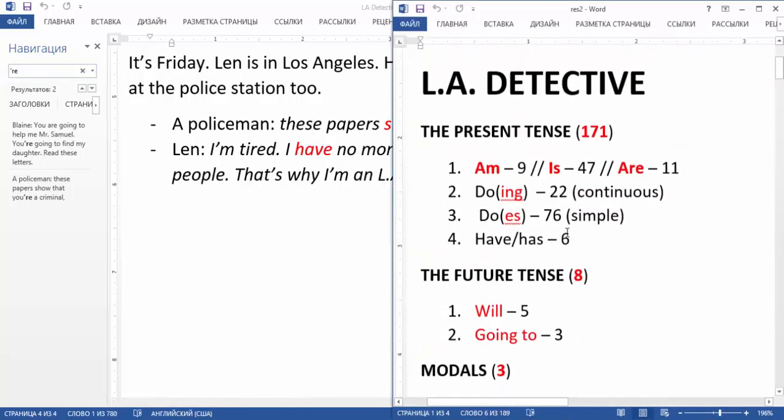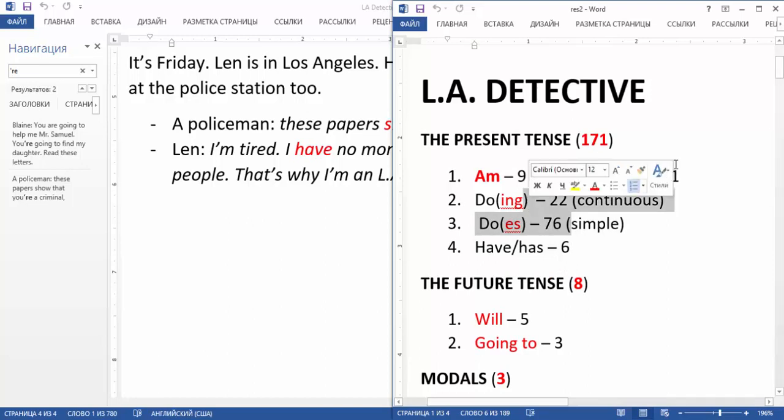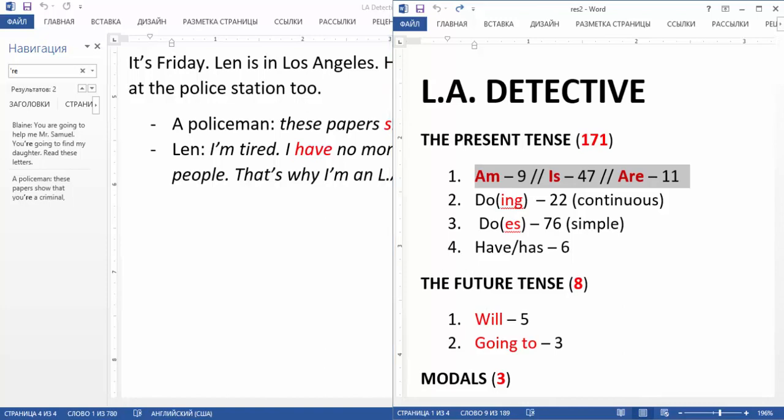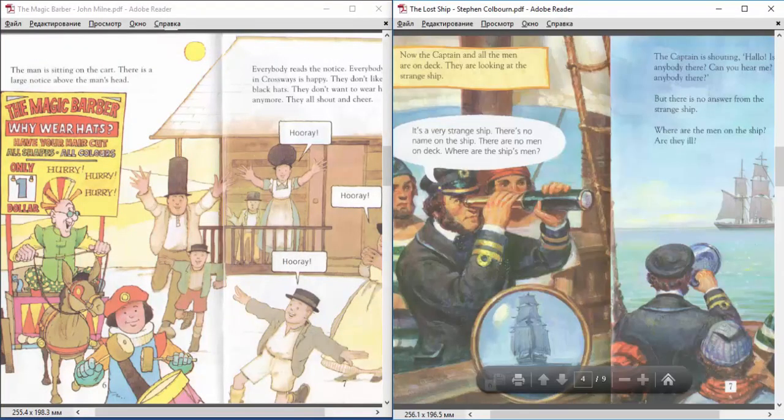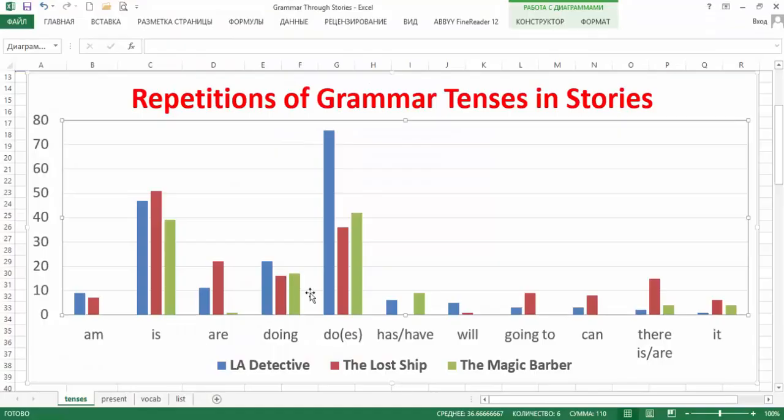Honestly, I've already done the research. I've chosen the most common grammar stuff to make a list, and here it is. Now, you might be thinking, it's just one story. Other stories might be different. They might have different grammar. I've done the same research on 2 more books, and here's the final result. Can you see the similarities in this graph?